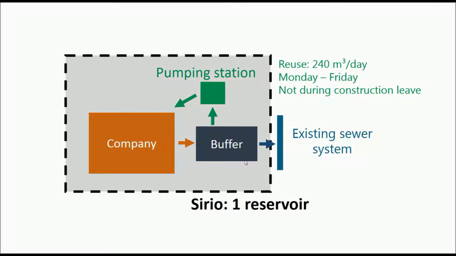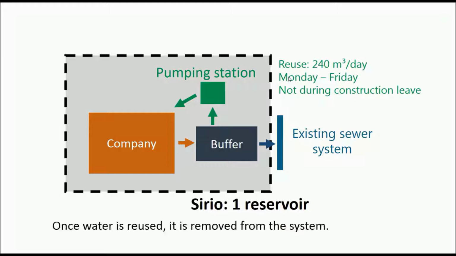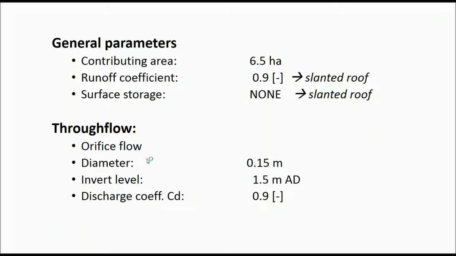And we will model this as one reservoir in Sirio. So this is the draining surface. This is the buffer with a certain capacity. There is also a throughflow to the existing sewer system, and the pumping station will be represented by reuse. Note that once water is reused, so is pumped back into the company, it is removed from the system itself.